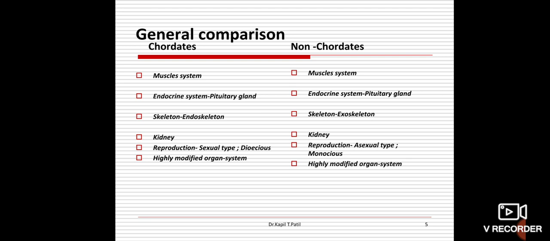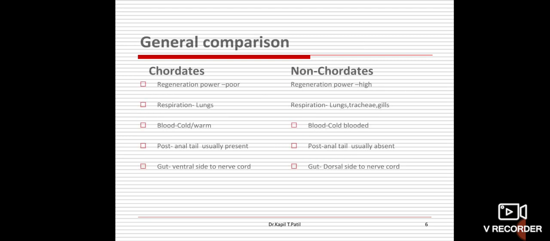Another thing, reproduction. Generally in a chordate, sexual type of reproduction is there and they are dioecious. Chordates are generally dioecious, meaning sexes are totally separate. But in a non-chordate, reproduction is generally sexual as well as monoecious. Both gametes are present in the same animal. Then after that, the organ system is well developed, highly developed in a chordate. But this organ system is very poorly developed in a non-chordate.